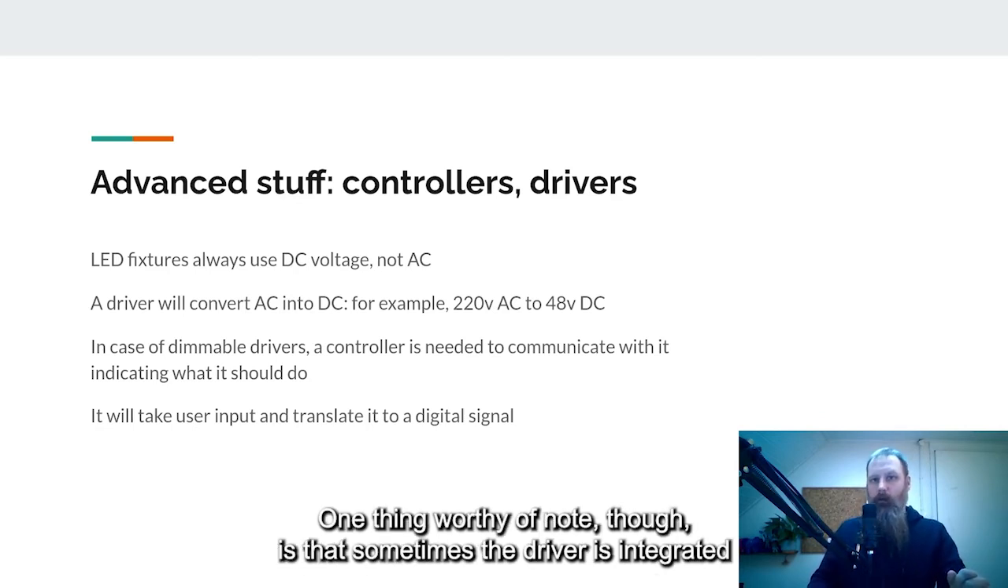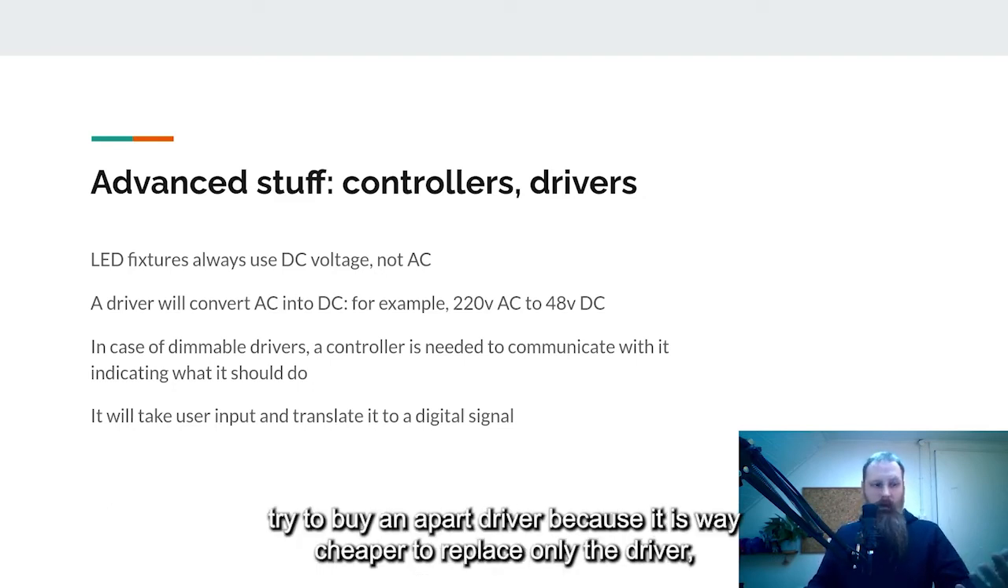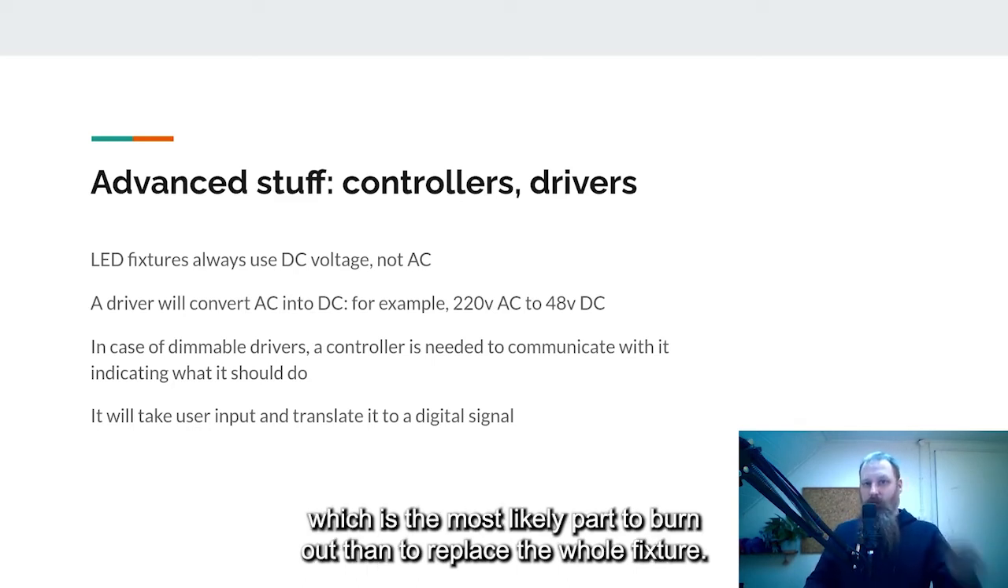One thing worthy of note, though, is that sometimes the driver is integrated into the fixture itself, but whenever possible, try to buy a separate driver, because it is way cheaper to replace only the driver, which is the most likely part to burn out, than to replace the whole fixture.